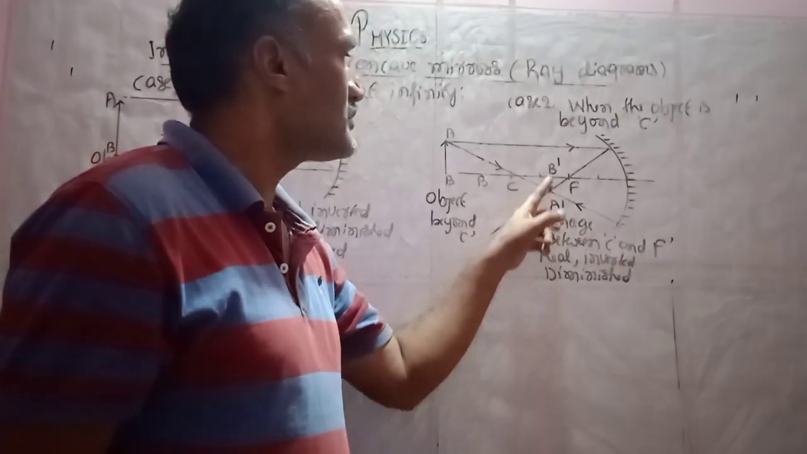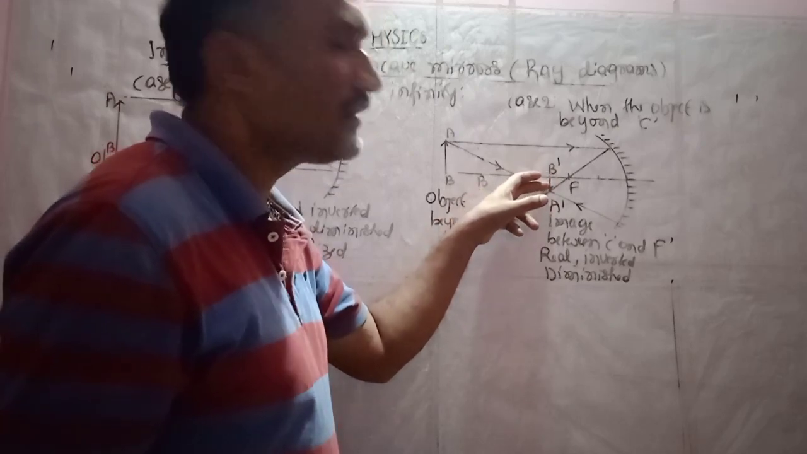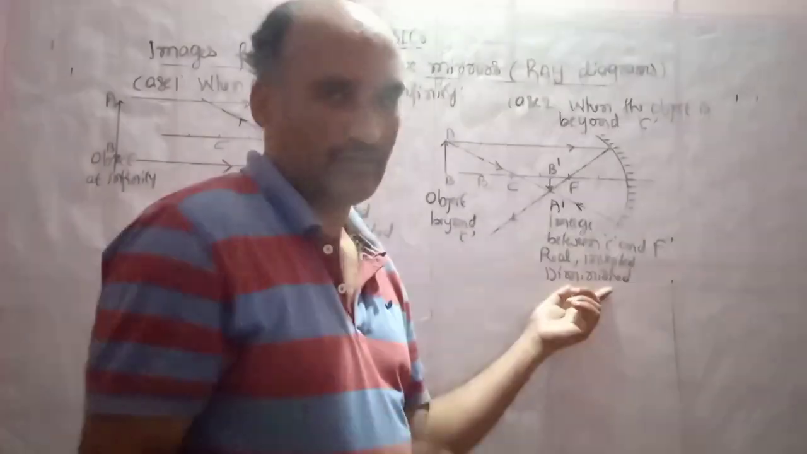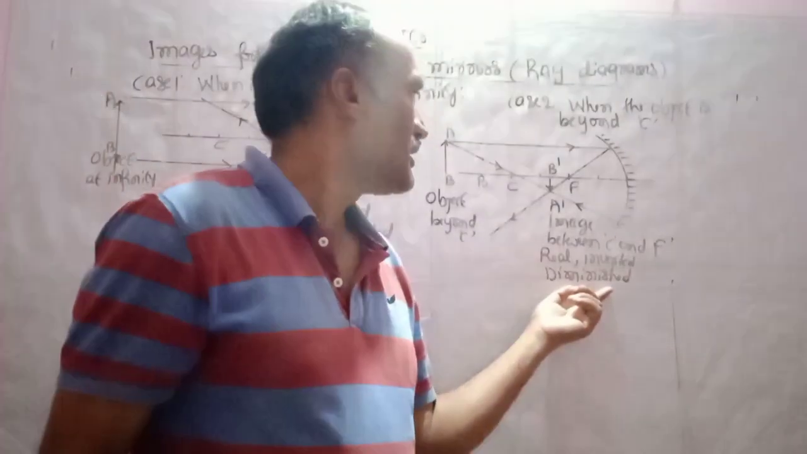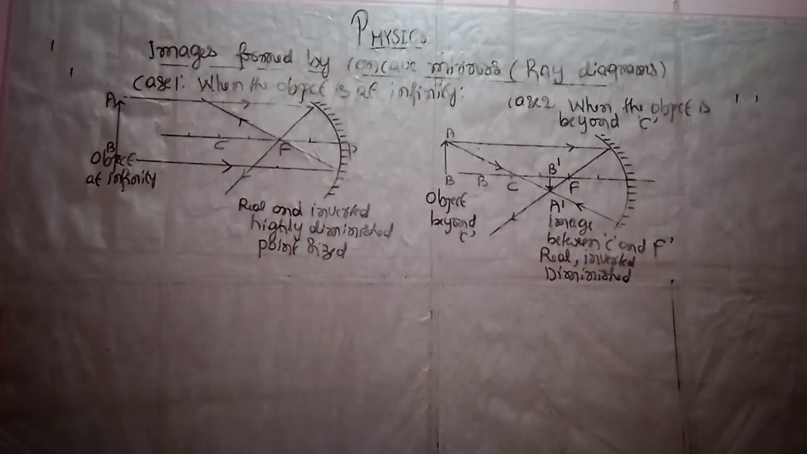The image is B dash and A dash, and the nature of the image is real and inverted, and the size is diminished. Small, but not as small as in the first case. So this is the ray diagram for when the object is kept behind C.